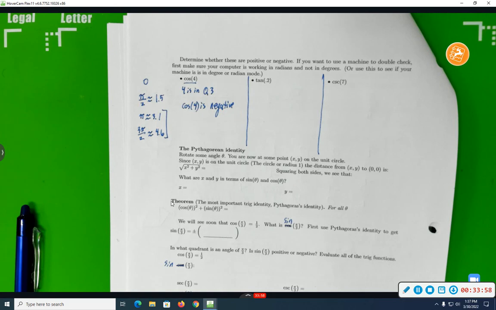Cool. Tangent of 0.2 is positive. That sounds right. Cosecant of 7 is? You sound not very confident, so let's see a show of hands. Positive? Anyone want to say negative? Yeah, positive. Right, 7 is a little bit bigger than pi, but not so big as 5 pi over 2.